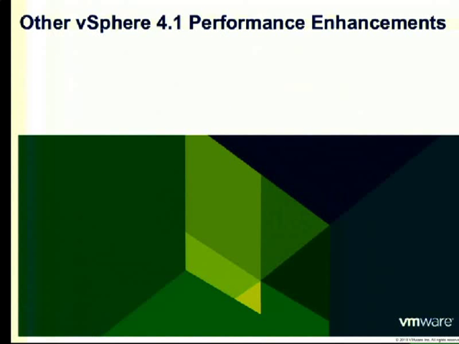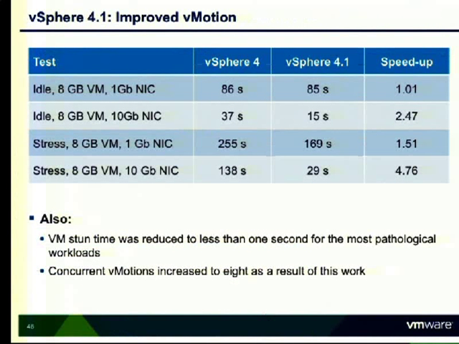So, other performance enhancements that we've made within 4.1. We've vastly improved vMotion. Who saw the keynote on Tuesday? That was indicated in there. We've decreased the stun time so that the machines move very much quicker, and therefore you can do more of them. You can do up to 8 now.